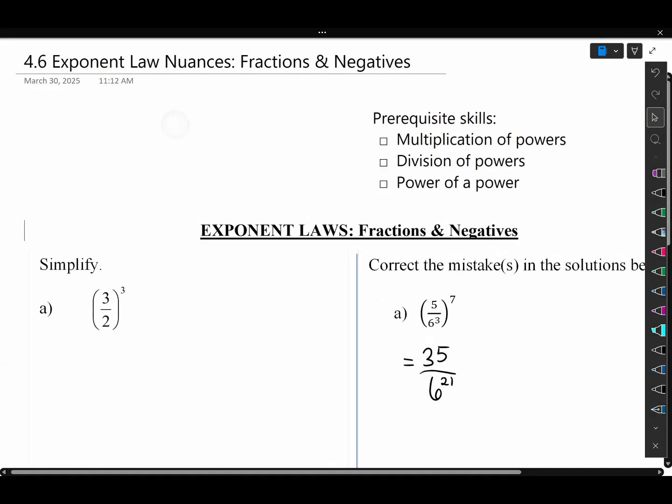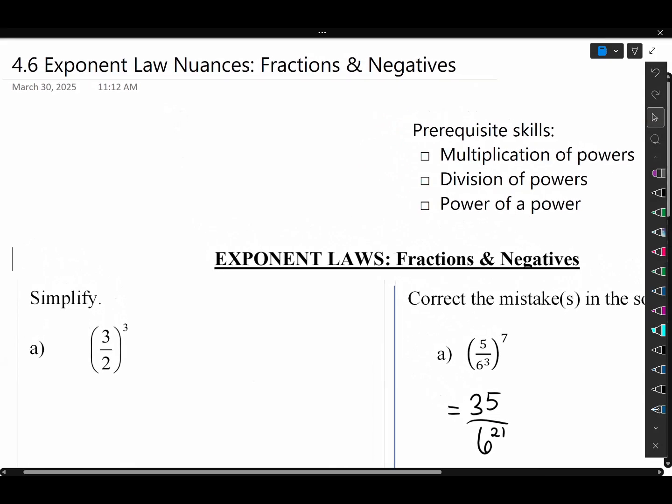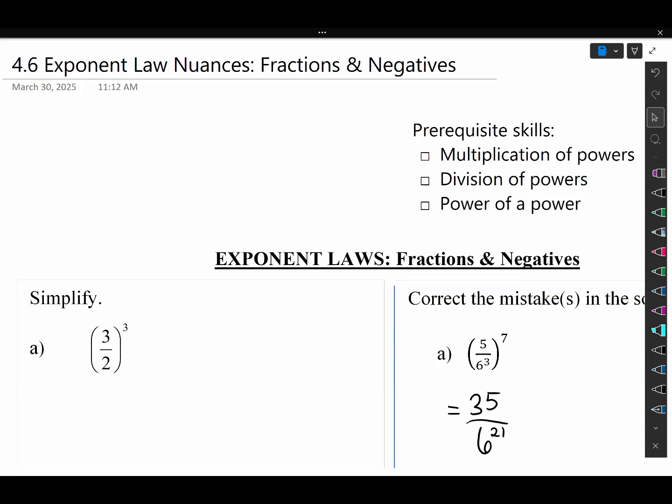In this video here, we are exploring some nuance. We're exploring our exponent laws a little bit further. We'll be looking at how a fraction as a base and how negatives in the base or around the base affect our power in general.